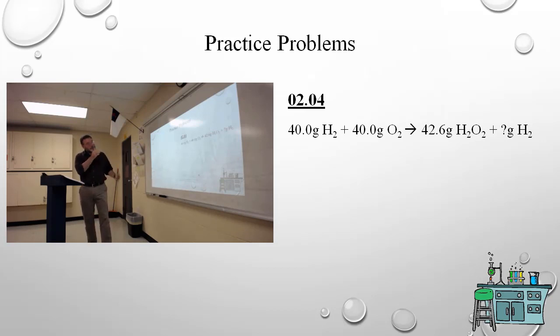So, 40 grams of hydrogen, 40 grams of oxygen, make 42.6 grams of hydrogen peroxide, and extra hydrogen. Let's figure out how much extra hydrogen we have, and then cut down what we did use by that much so we don't get any kickback next time. So we can actually use the right recipe. So we need to figure out how many grams of hydrogen we have. How are we going to do that?